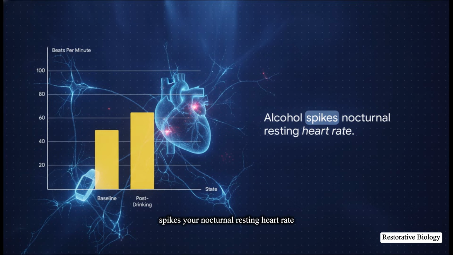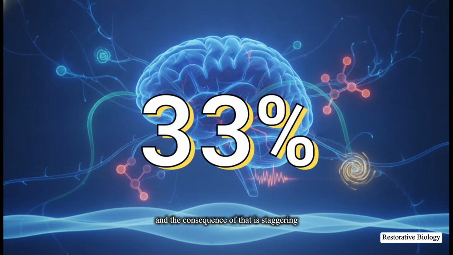Acute alcohol intake spikes your nocturnal resting heart rate by anywhere from 10 to 20 beats per minute overnight. So rather than resting, your cardiovascular system is basically working overtime. This reflects a massive shift toward a sympathetic fight-or-flight state of dominance while you are supposedly asleep. And the consequence of that is staggering. Just 2 drinks can crash your heart rate variability, or HRV, by up to 33%. If you don't know, HRV is the ultimate marker of your nervous system's recovery capacity. By crashing it, alcohol severely cripples the parasympathetic rest and digest response that your body desperately needs to repair itself.